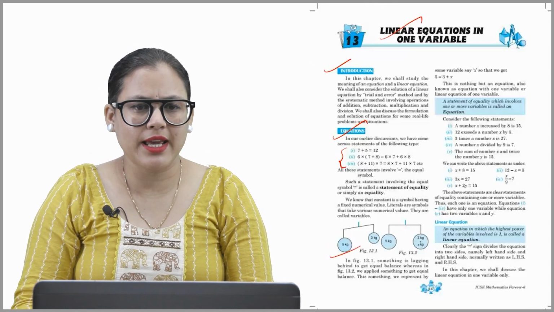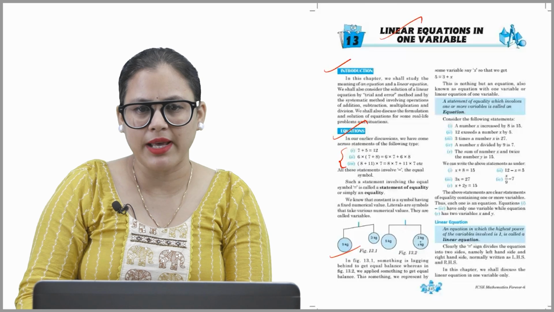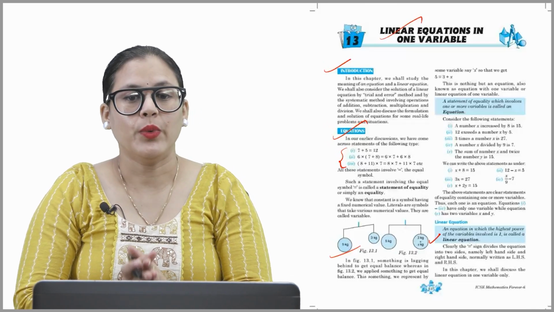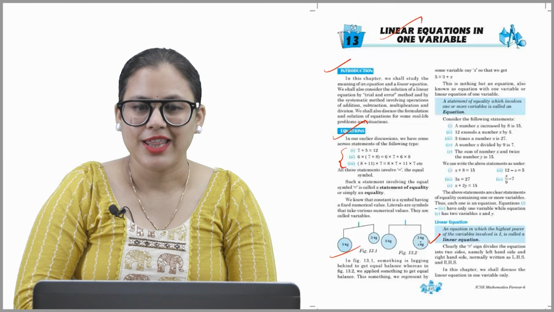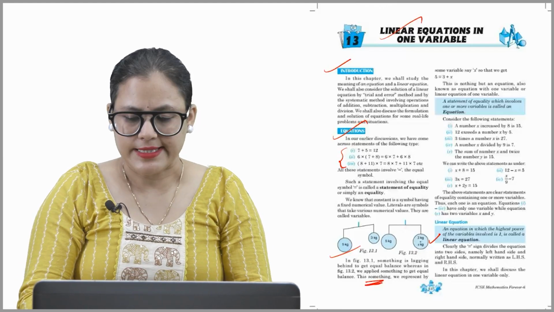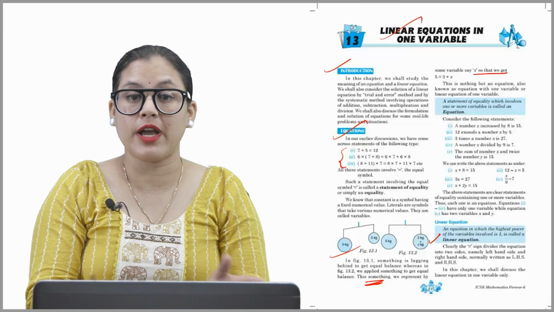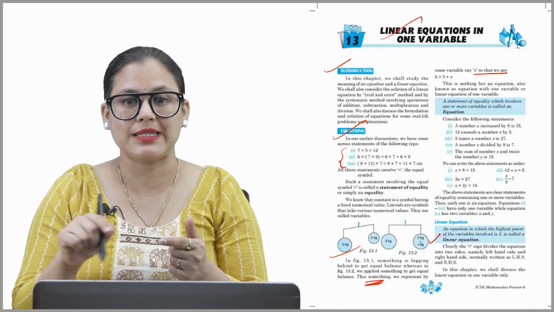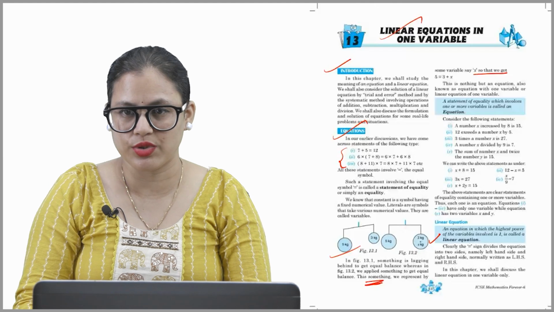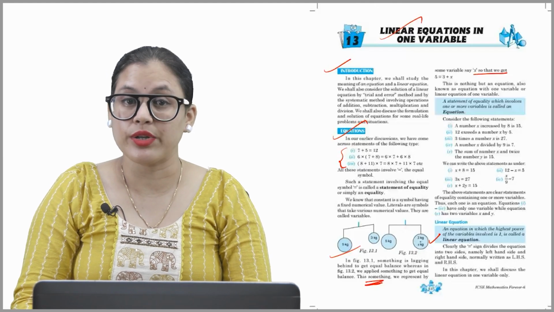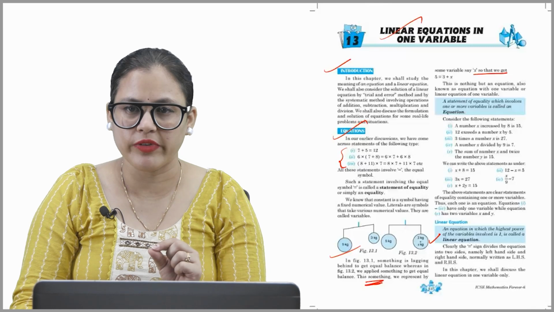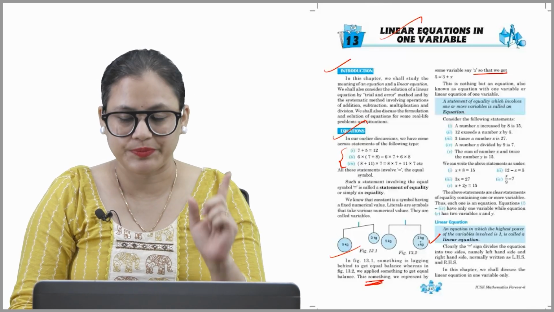In figure 13.1, something is lagging behind to get equal balance, whereas in 13.2, we applied something to get equal balance. This something we represent by some variable, say x, so that we get 5 equals 3 plus x. This is nothing but an equation, also known as an equation with one variable or linear equation of one variable. A statement of equality which involves one or more variables is called an equation.